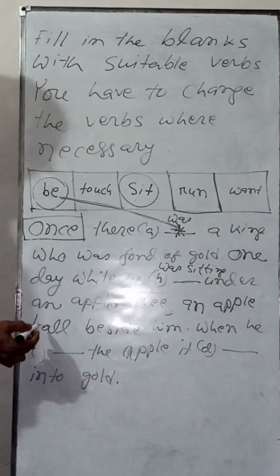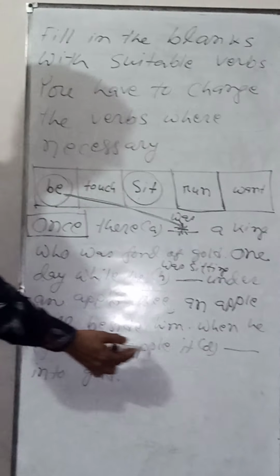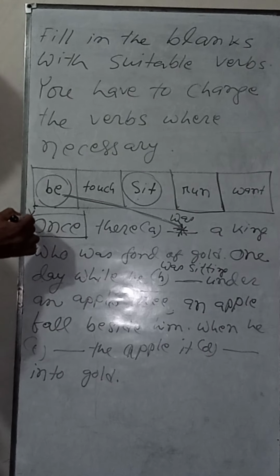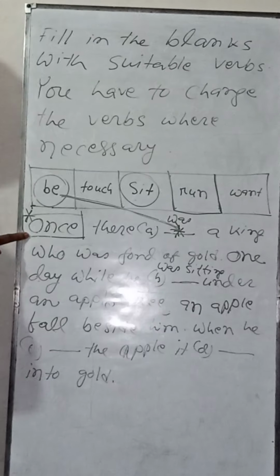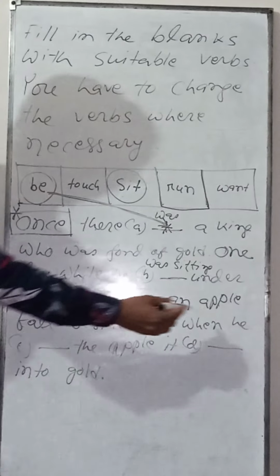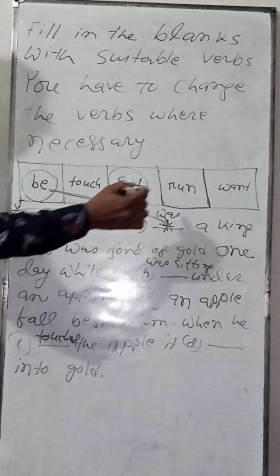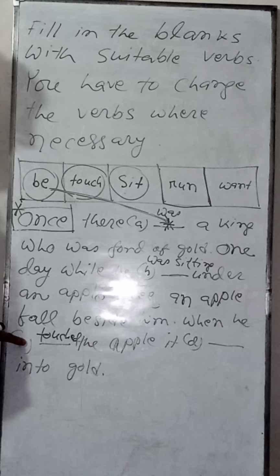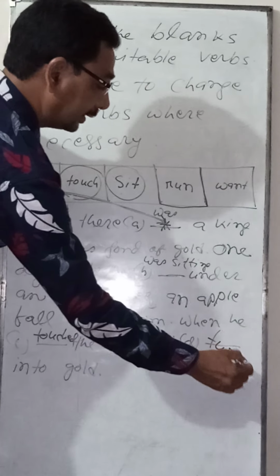An apple fell beside him. When he dash the apple, it dash into gold. Due to the past tense mentioned in this passage, you have to write past tense here also. Beside him, when he touched, T-O-U-C-H, it touched. You see, you have to write down here: when he touched the apple, it turned, T-U-R-N, it turned.